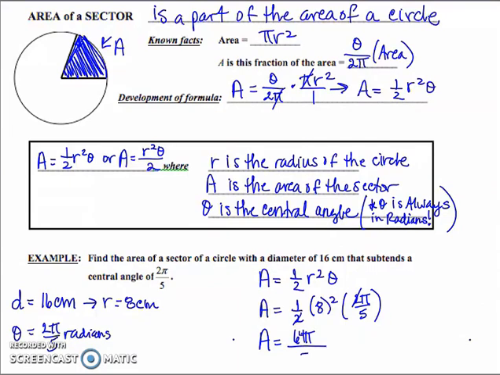64 pi over 5. Since the units on our radius were centimeters, then the area of our sector here would be in centimeters squared. But again, 64 pi over 5 doesn't really mean a lot to us. So if we grab our calculator and we multiply 64 times pi divided by 5, that tells us that our area is 40.2 centimeters squared.